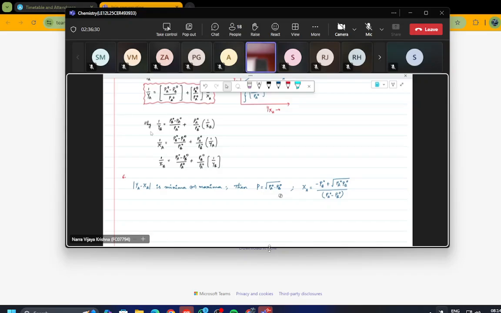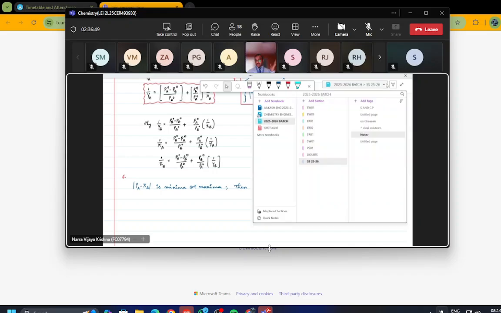composition. Means solubility of liquids in liquids is done, so only one more part. What is it? Solubility of solids in liquids.